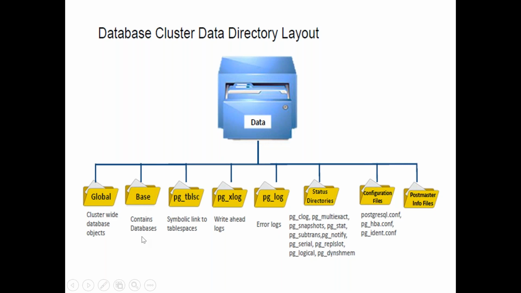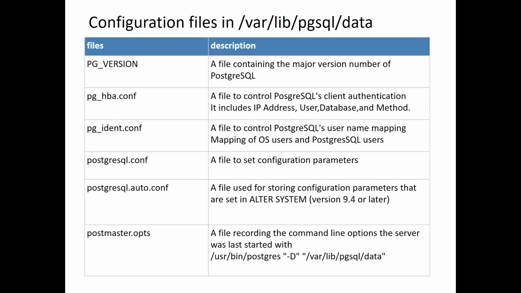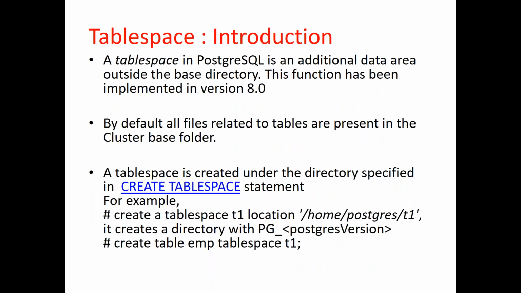The base directory contains the databases. These databases internally contain different directories for different data files. pg_log will contain the error log files, and there are other configuration files as well in this status directory, which we discussed: postgresql.conf, pg_hba.conf, pg_ident.conf, and the postmaster informational files. So all this is the directory layout structure. This is the way you can create a tablespace. You can create tablespaces just for a demo purpose.